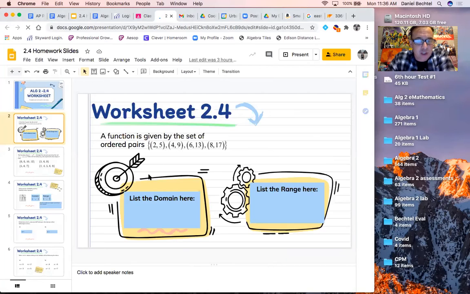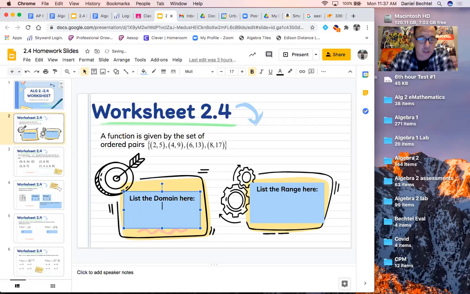And your first page of this is we've got this set of points. List the domain here. So basically, you're going to list your x values from these ordered pairs. The range here, you're going to list the y values. So all you have to do is just go here and start typing. So if I'm going to go here, I think it's right. Double click. Well, you have to go to the end of it. You do a return and just start typing the numbers. Just make sure you put commas and you should be good. Same thing for the range.